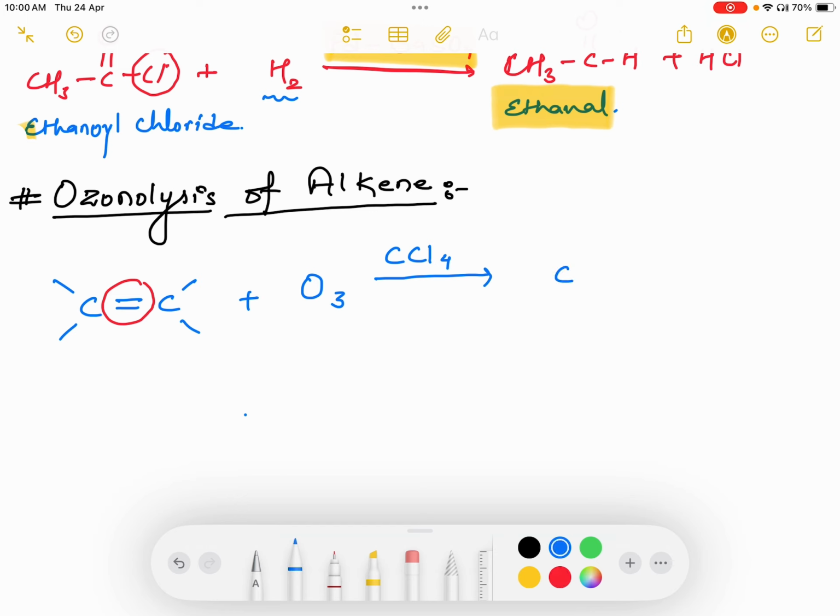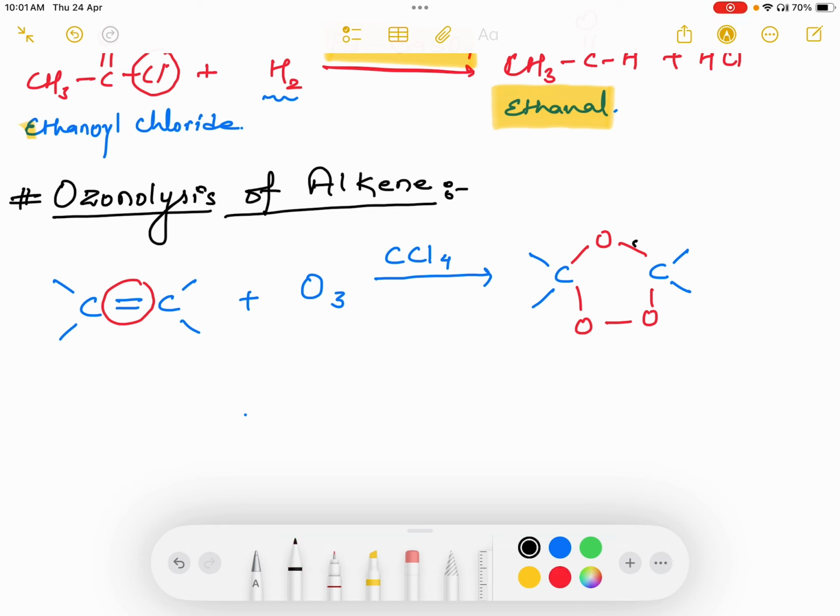It will be like C, and this 2 I'll keep as it is, and this double bond will be removed. Wherever there is a double bond, you need to remove it. And instead of that double bond, you need to put this ozone, O3, in this manner.